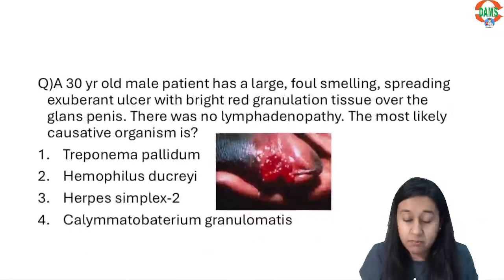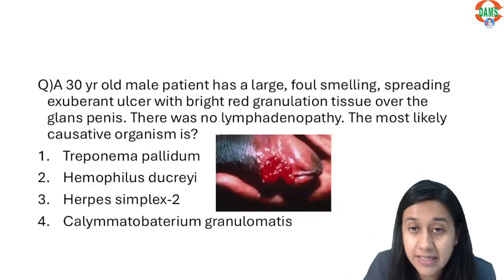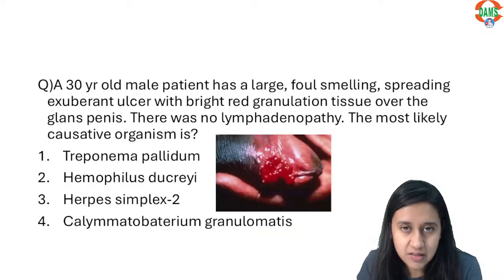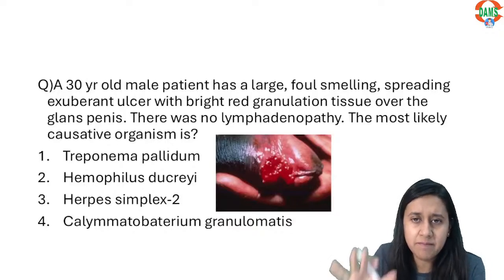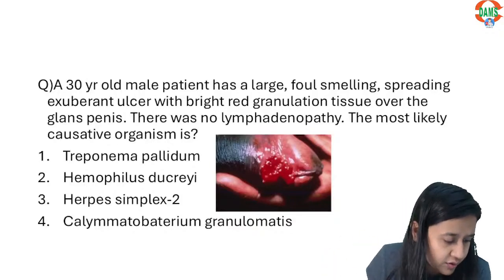We have a 30-year-old male with a large, foul-smelling, spreading exuberant ulcer, with bright red granulation tissue over the glans. There was no lymphadenopathy. What can be the most likely diagnosis here?